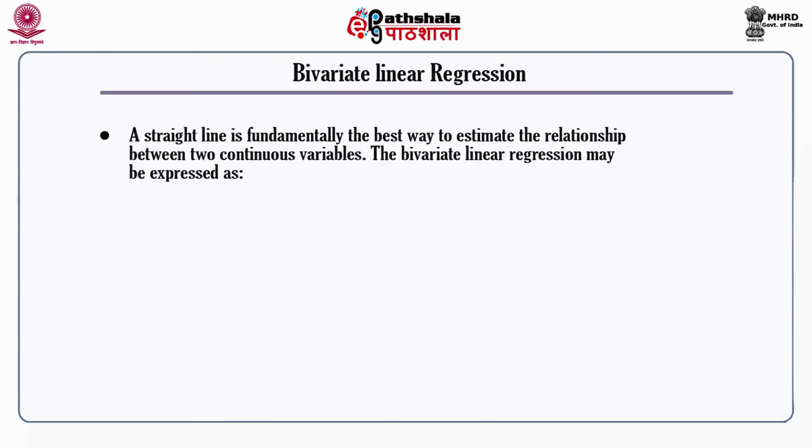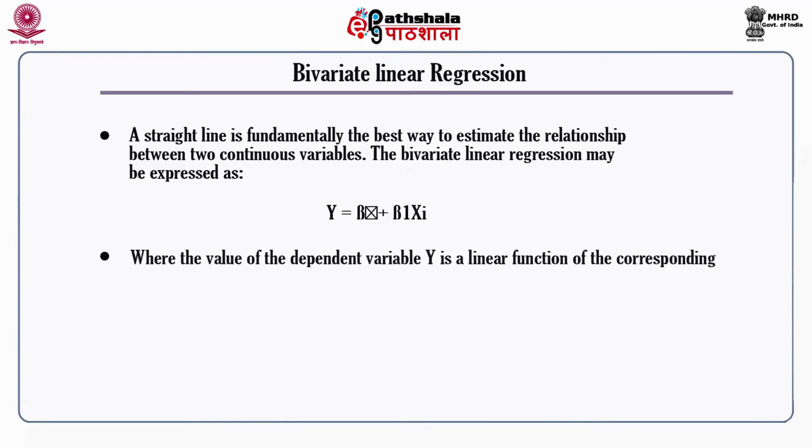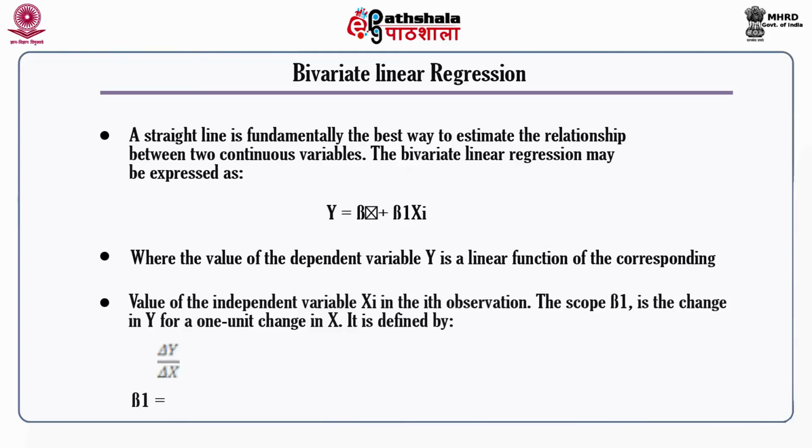The bivariate linear regression may be expressed as y i is equal to beta 0 plus beta 1 x i, where the value of the dependent variable y is a linear function of the corresponding value of the independent variable x i in the ith observation. The slope beta 1 is the change in y for a 1 unit change in x. It is defined by beta 1 is equal to delta y upon delta x.